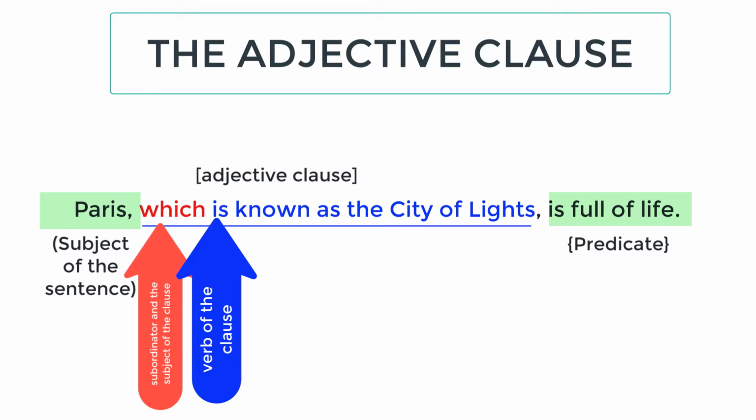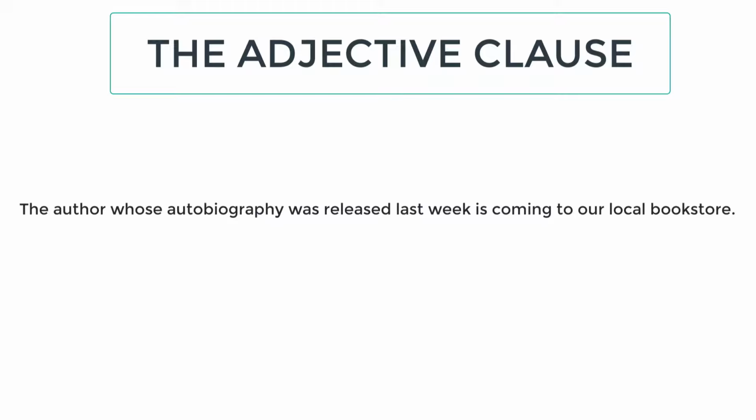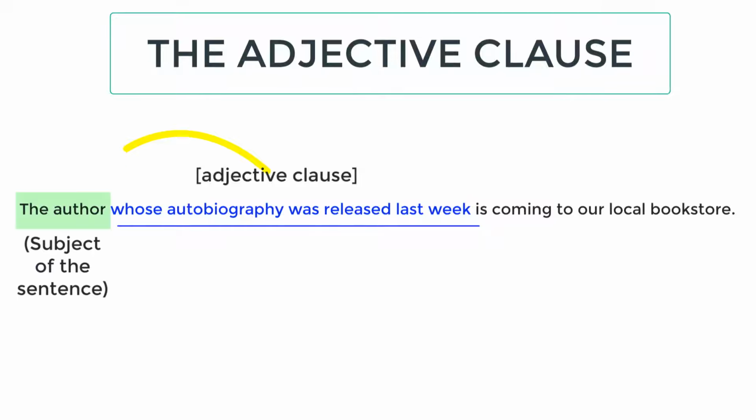Let's go on to another example. The author, whose autobiography was released last week, is coming to our local bookstore. In this example, the adjective clause, whose autobiography was released last week, is modifying author, and the subordinator that triggers the clause is the relative pronoun whose.